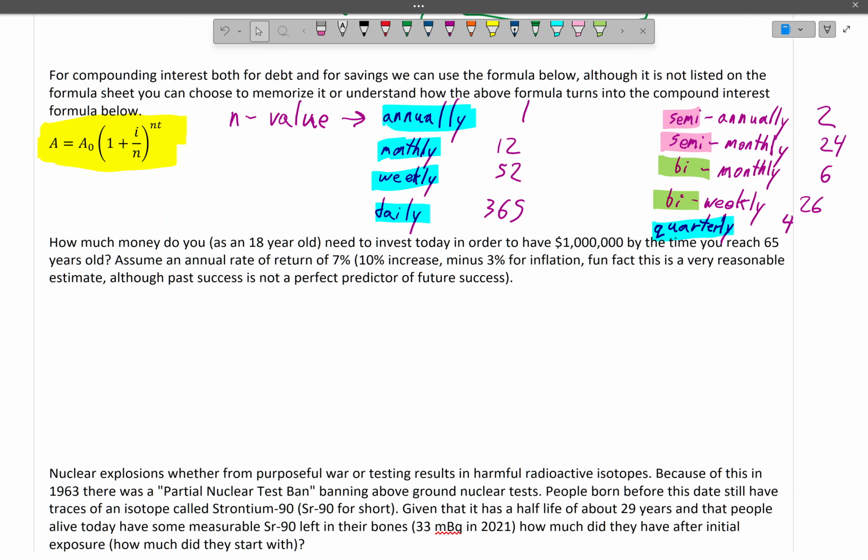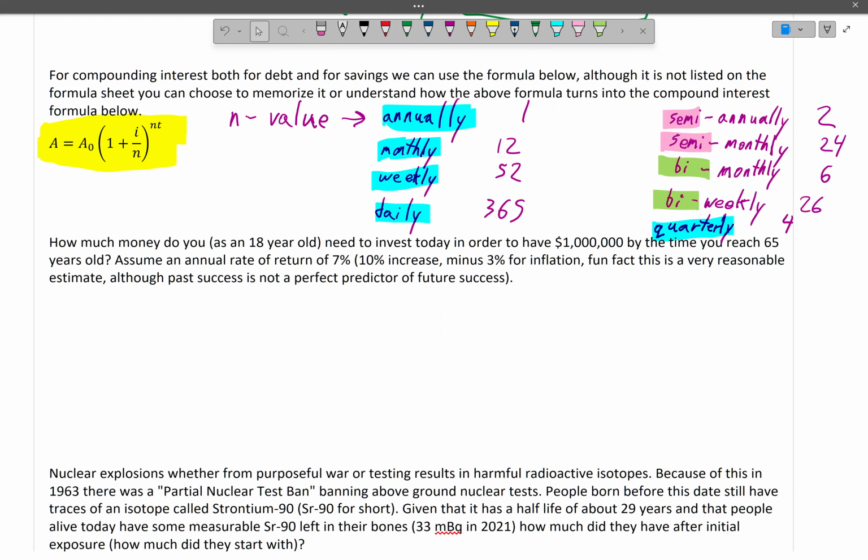Okay, so this is saying not a monthly addition every month, but just how much money do you need to put in the bank right now, and then you just don't touch it. You don't touch it to take it out to get a mortgage. You don't touch it to take it out to pay for university. You don't touch it for any reason. You put it in the bank when you're 18 and you take it out when you're 65.